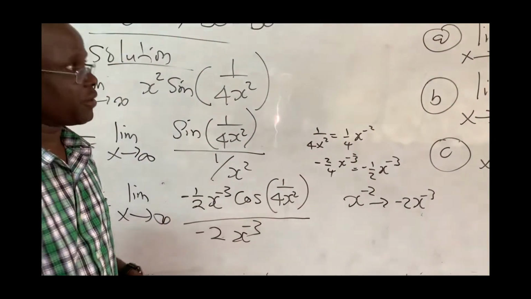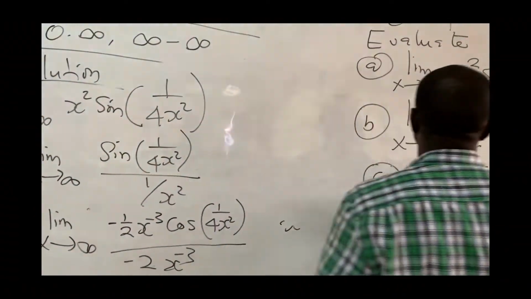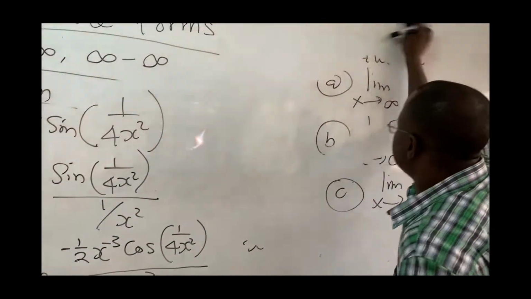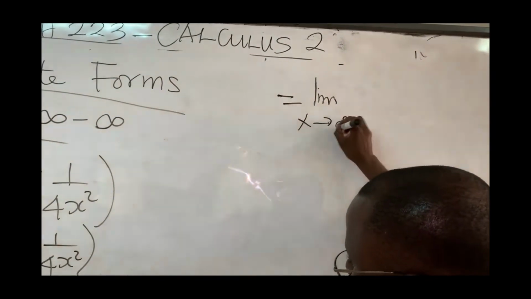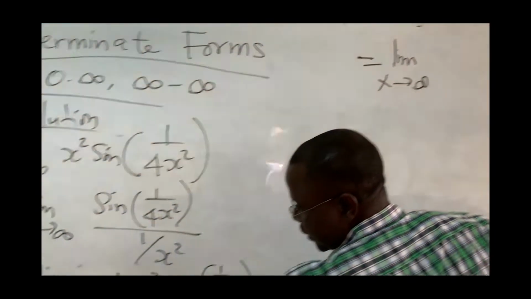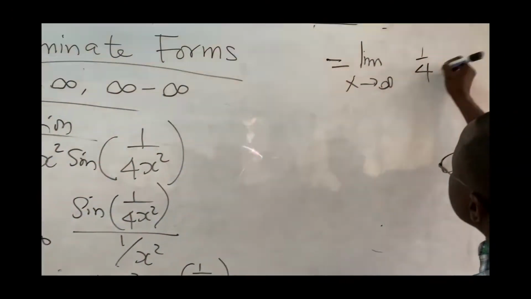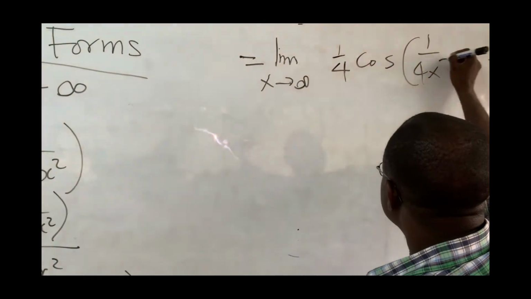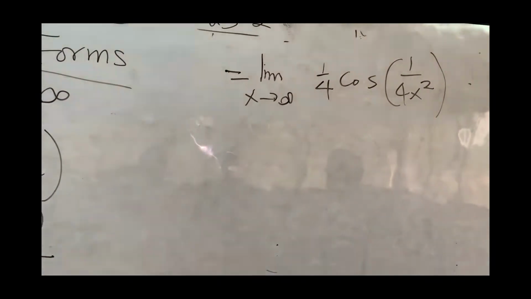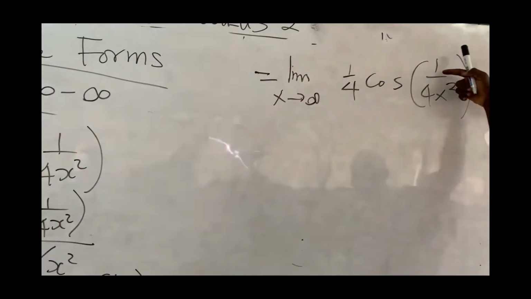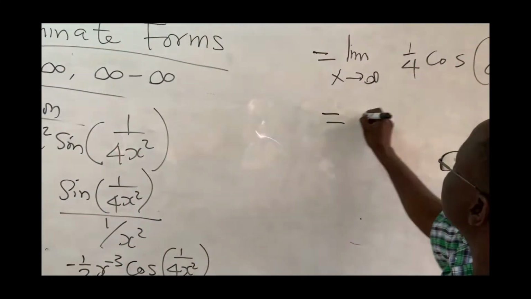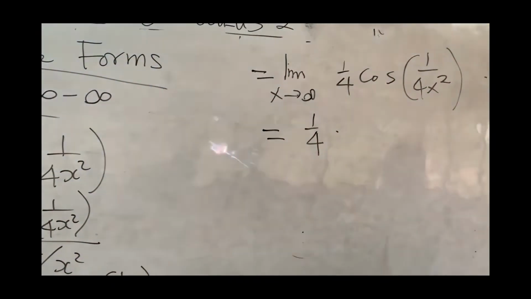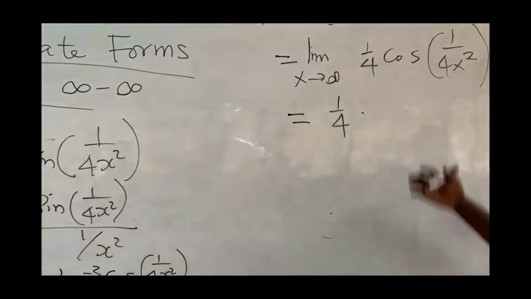So let's do this. From here, this is equal to the limit as x goes to infinity of... Because these guys cancel out and the negatives cancel, I'm just going to have 1 over 4 here, and then cosine of 1 over 4x squared. Good. So now, watch this. As x goes to infinity, I'm going to have a 0 here. Cosine of 0 is 1. So this guy goes to 1 over 4. So that gives us, using L'Hopital's rule, that expression.